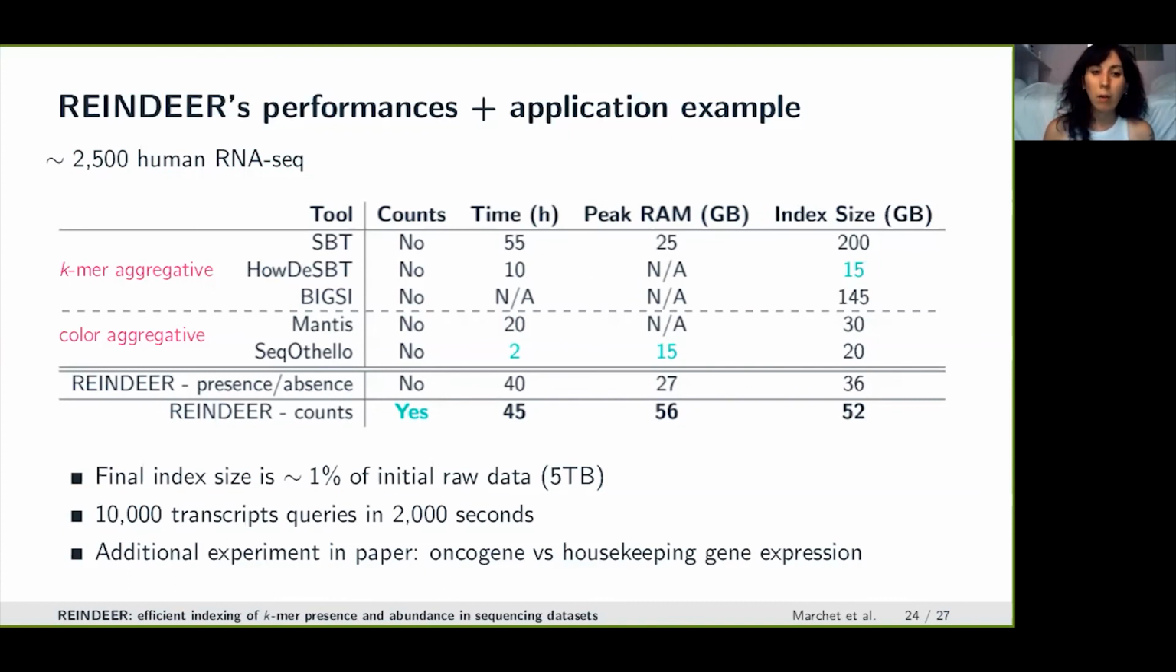Also, for the query, we queried 10,000 transcripts and showed that each query was under a second. And if you want to look at the paper, we have an additional experiment looking for oncogene sequences in this collection of RNA-seq.